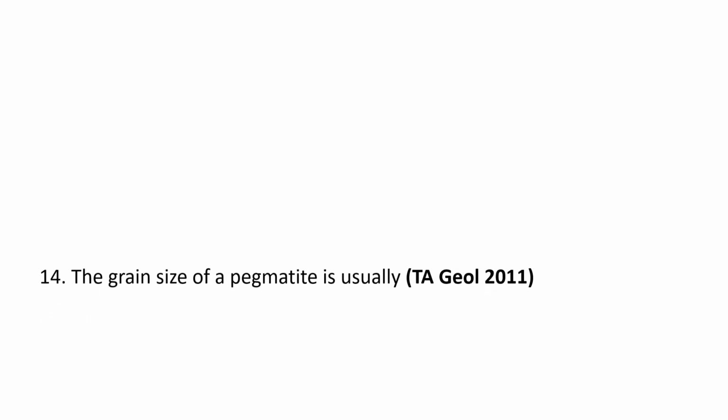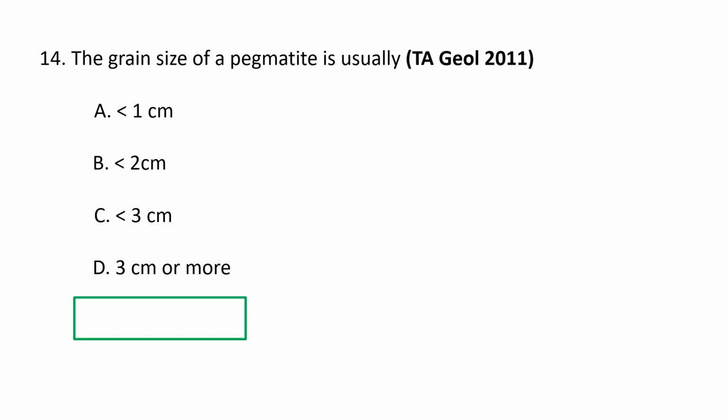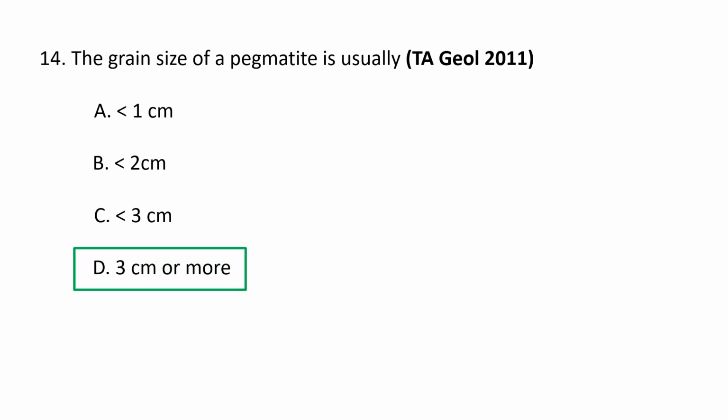Next question. The grain size of pegmatite is usually A. less than 1 centimeter, B. less than 2 centimeters, C. less than 3 centimeters, and D. 3 centimeters or more. The grain size of pegmatite is generally 3 centimeters or more. The average grain size of pegmatite is about 8 to 10 centimeters, roughly around 3 to 4 inches.